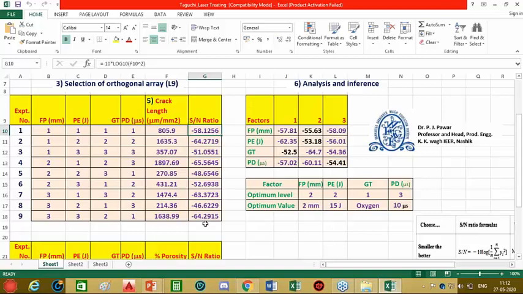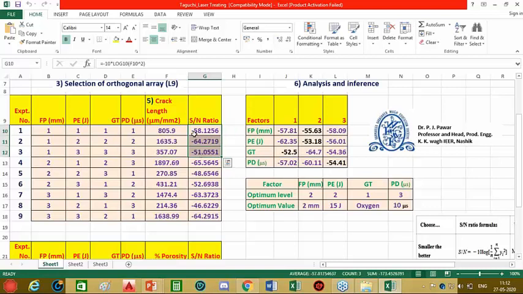Once you find out the SN ratio, our objective is to find the particular level for which the average SN ratio is maximum. So what we do here is find the average SN ratio for each level of every factor. For example, for the factor focus position at level 1, we consider the SN ratio at level 1 of this particular factor.